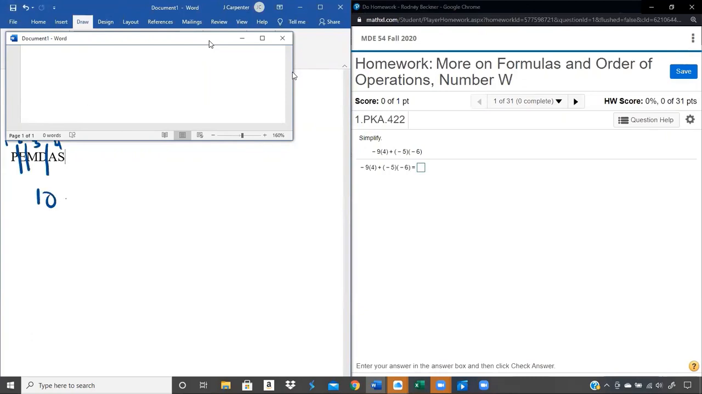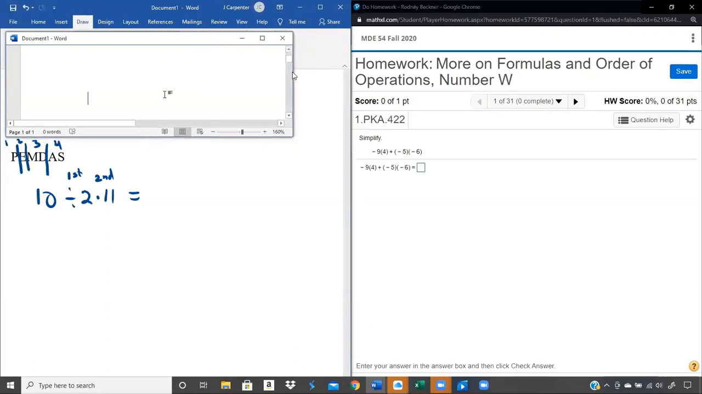So if I saw 10 divided by 2 times 11, yes, M, the letter, comes before D in PEMDAS, but that has nothing to do with anything. M and D count as their own step. So you would do the division first and the multiplication second. You have got to take your time, pay attention, and have this concept memorized. So 10 divided by 2 would be 5, and then your 5 times your 11 would be 55. And that is the correct answer.